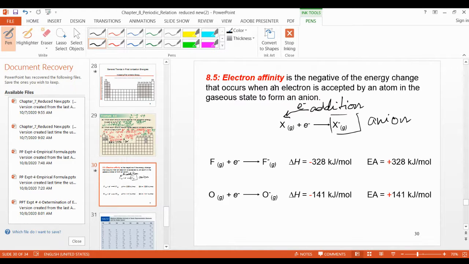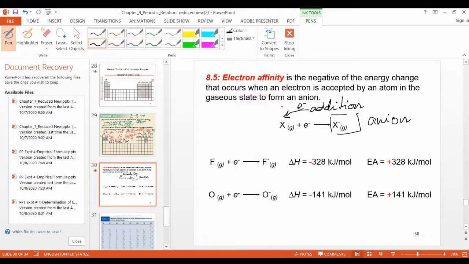The electron affinity is the negative of the energy change that occurs when an electron is accepted by an atom in the gaseous state to form an anion. All right, so you can simply write what electron affinity is. It is the affinity, the power an element has to attract an electron, right? Just like fluorine and oxygen.